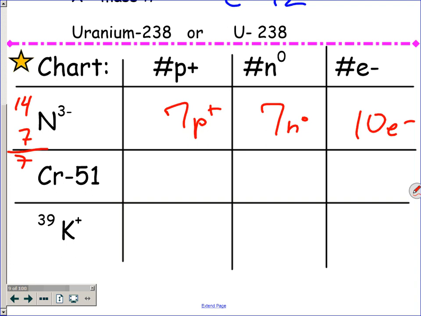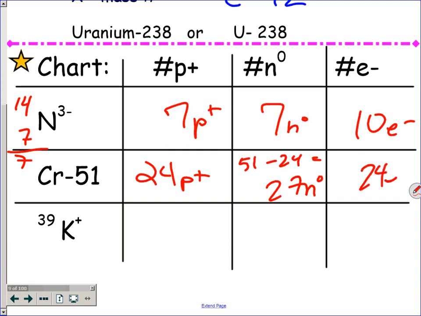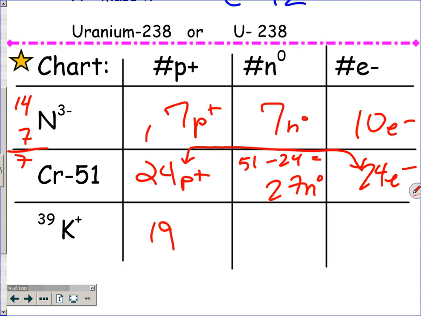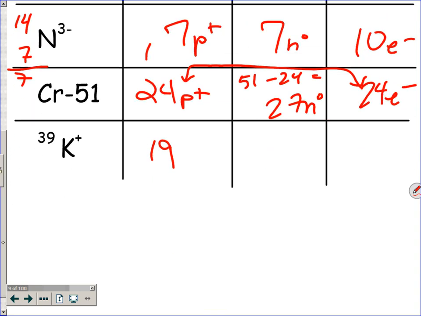Okay. Chromium 51, everybody, protons. And that's the atomic number. How do you get neutrons? 51 minus 24, which is, and electrons. Good, because it's the same as the protons, because it is a neutral isotope or neutral atom. Potassium 19 is its proton count. Keep going. Give me electrons next.